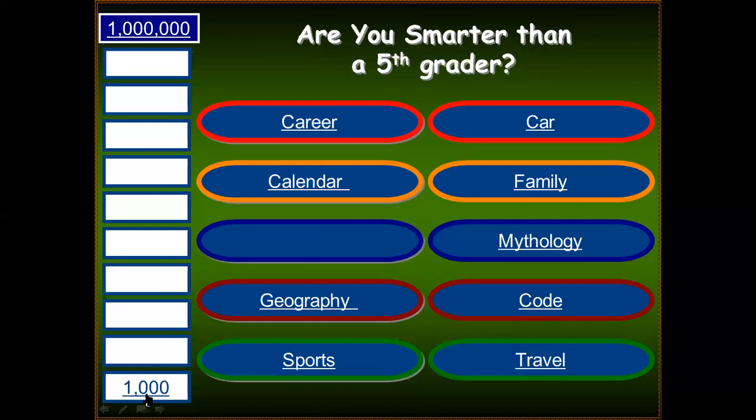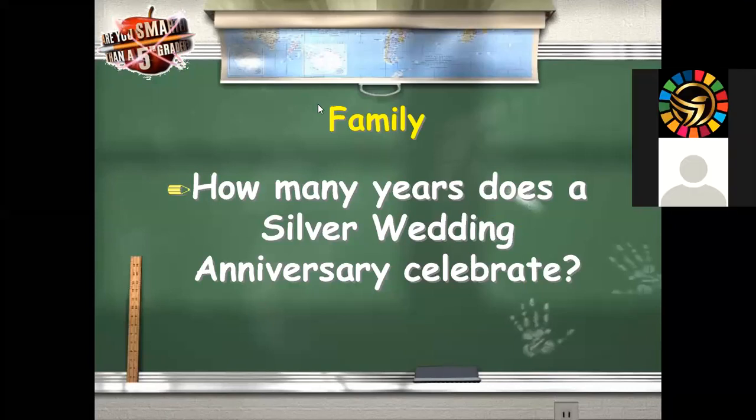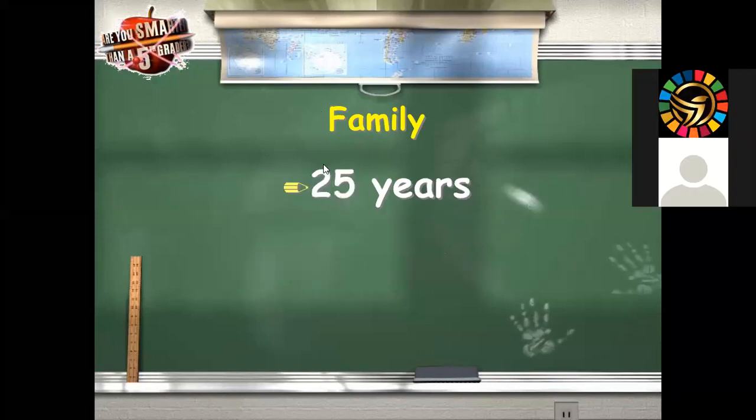Mythology. Family. Okay, okay. I'll choose family, right? How many years does a silver wedding anniversary celebrate? So it's family. 25. Wow, 25. Aisha, now you're confusing yourself. 25. I'll accept 25 as an answer. I would not wait. Otherwise, you would have missed your point.